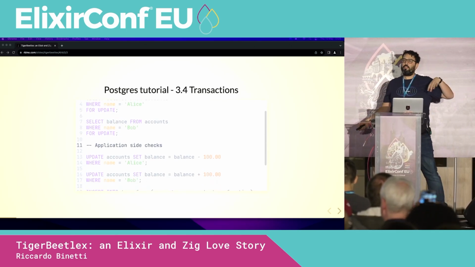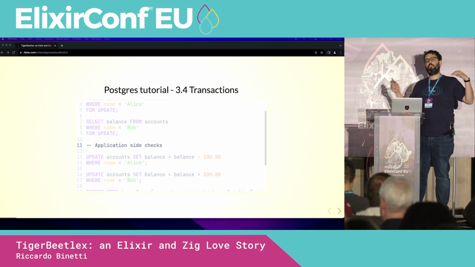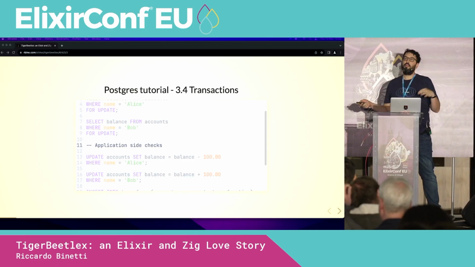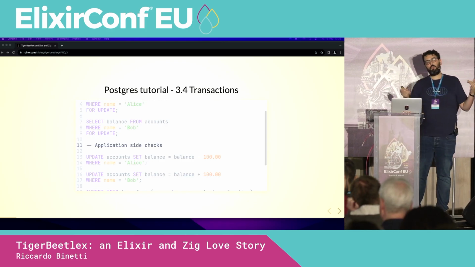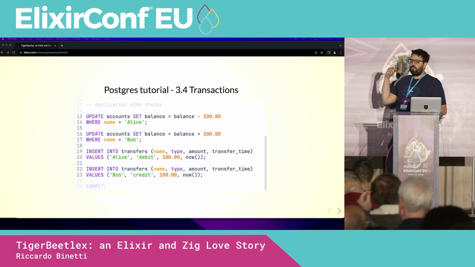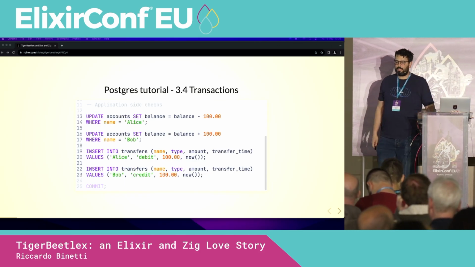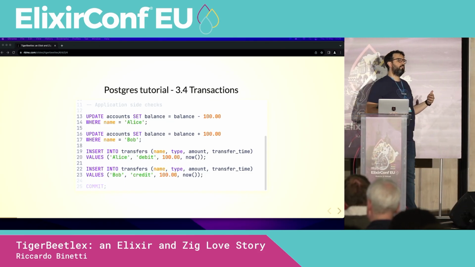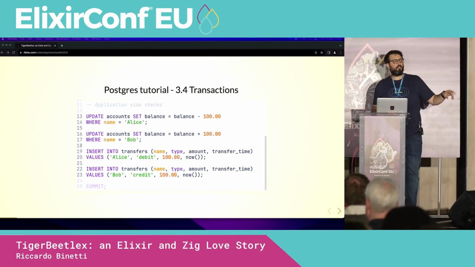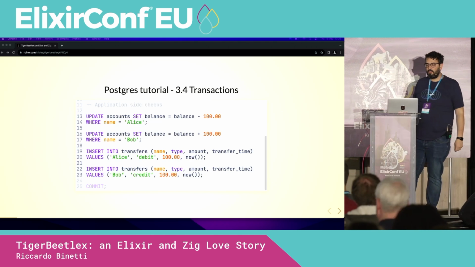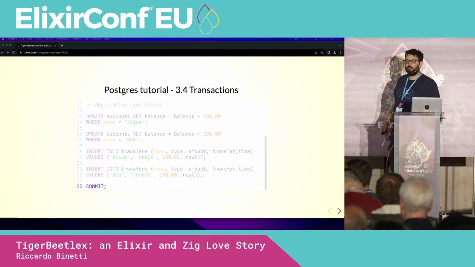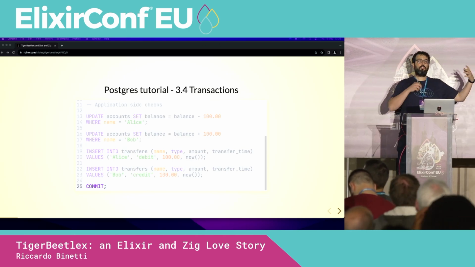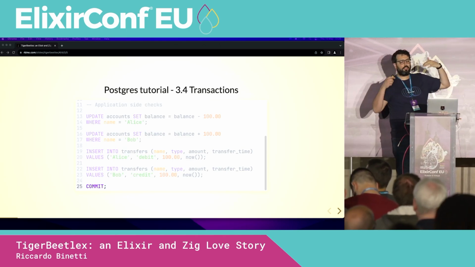Then your application performs some side checks. So for example, ensuring that the balance is enough. And you can implement some of those in the database. But if they're dynamic, you usually do it on the application side. And then you write back stuff. So you update the balance, and you possibly insert also the transfer, because you want to have a trace of what happened and why. And then you commit the transaction.